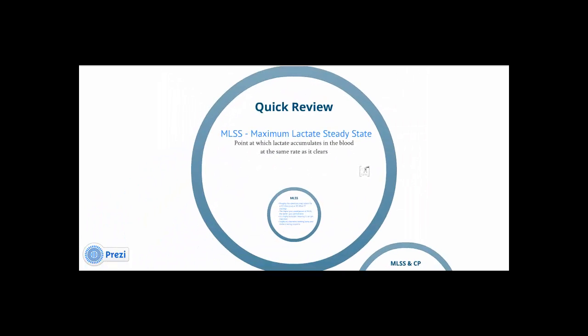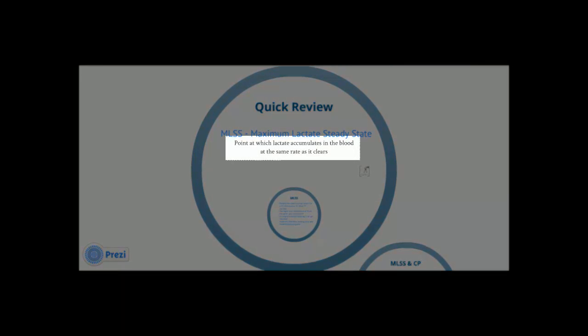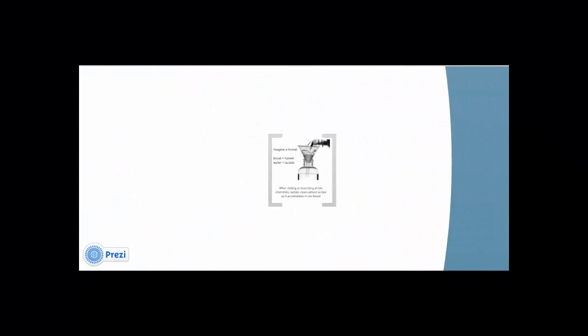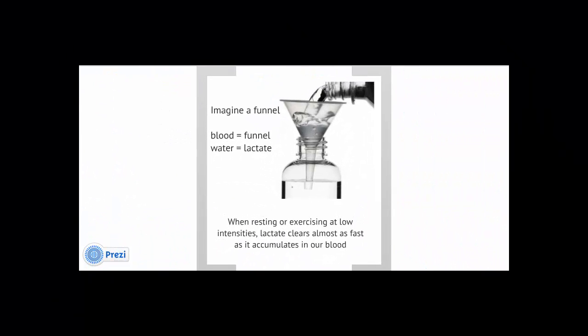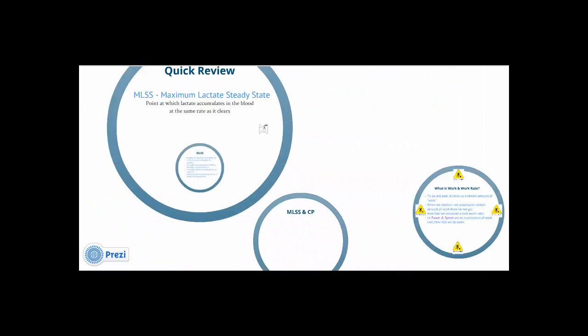First, we're going to do a quick review about video number 1. In there we discussed parameters of thresholds. Specifically we focused on maximum lactate steady state, which is the point at which lactate accumulates in the blood at the same rate as it clears. We used the analogy of water being poured in a funnel where the water is lactate accumulating. The faster we exercise, the faster it accumulates.